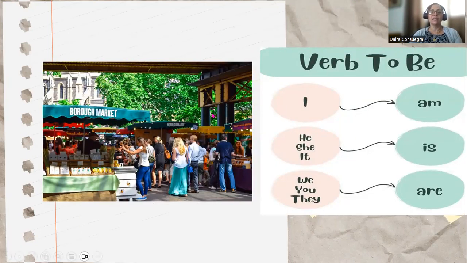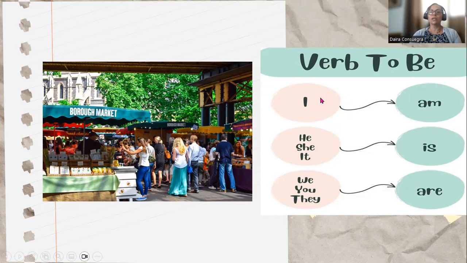What do we need to develop this tense? We need to know the verb to be. We already studied that, but let's review. I, which is yo, is am, okay? We use I am. He, she, and it use is. And we, you, and they are.